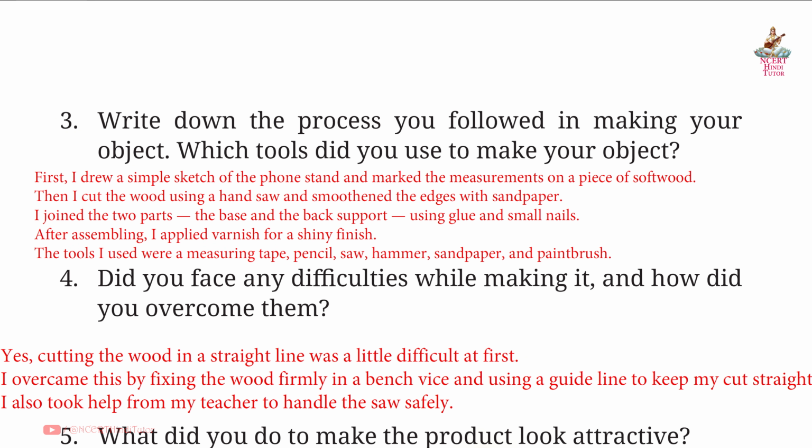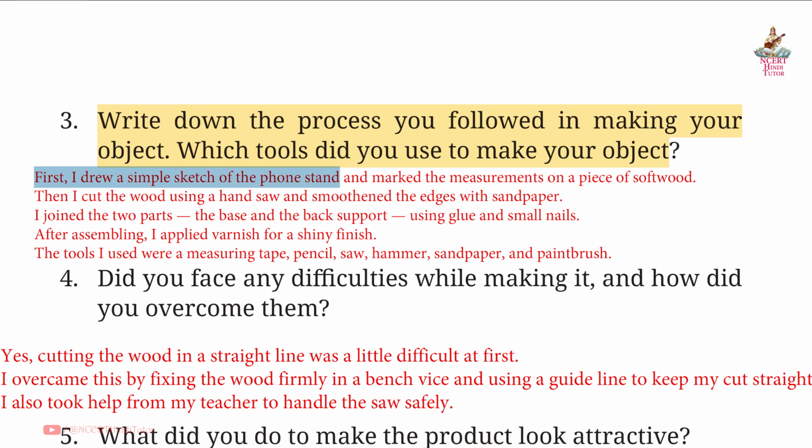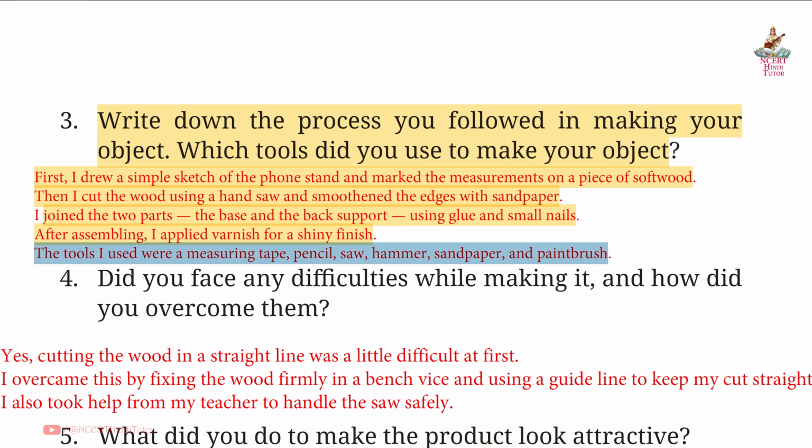Question 3. Write down the process you followed in making your object. Which tools did you use to make your object? Answer: First, I drew a simple sketch of the phone stand and marked the measurements on a piece of soft wood. Then I cut the wood using a hand saw and smoothed the edges with sandpaper. I joined the two parts, the base and the back support, using glue and small nails. After assembling, I applied varnish for a shiny finish. The tools I used were a measuring tape, pencil, saw, hammer, sandpaper, and paint brush.